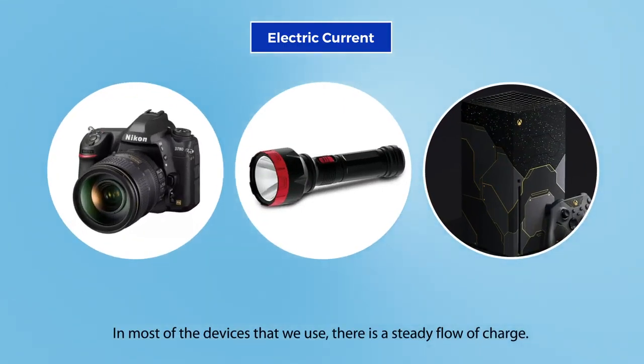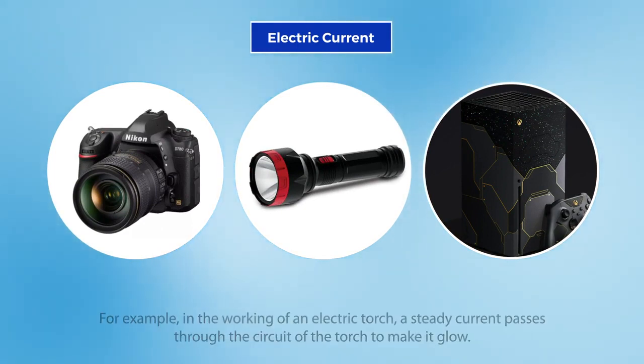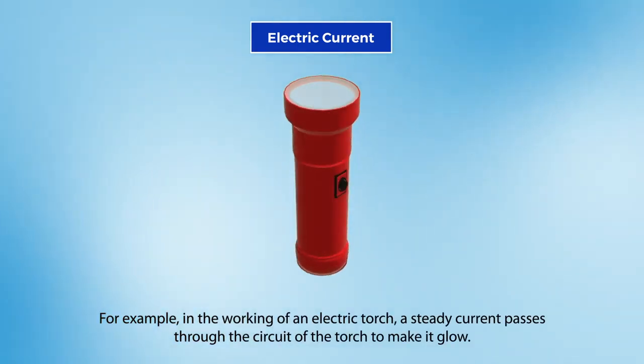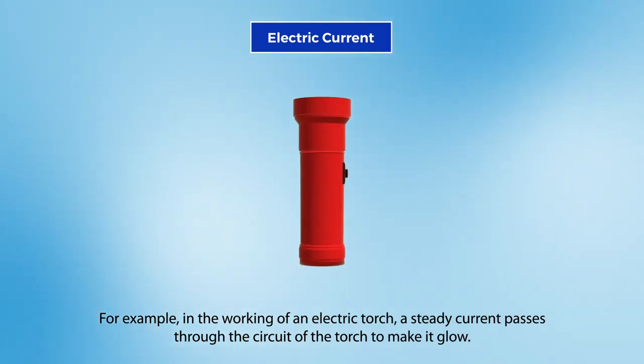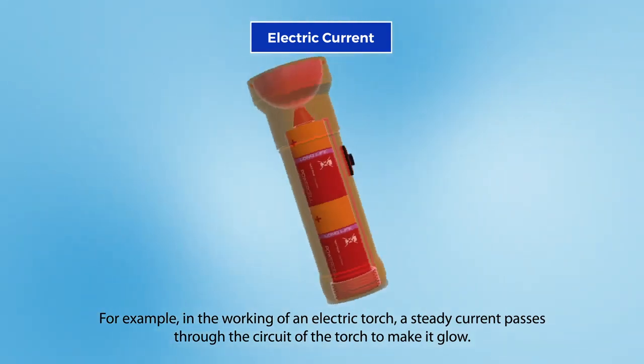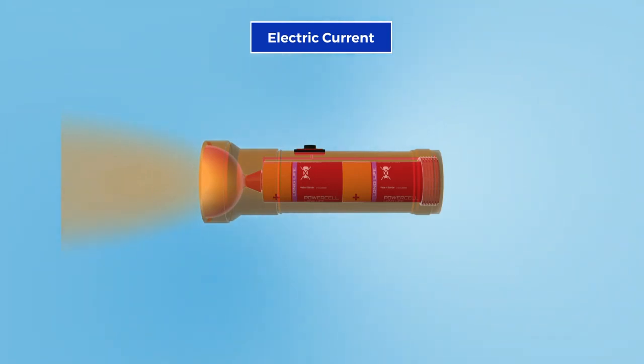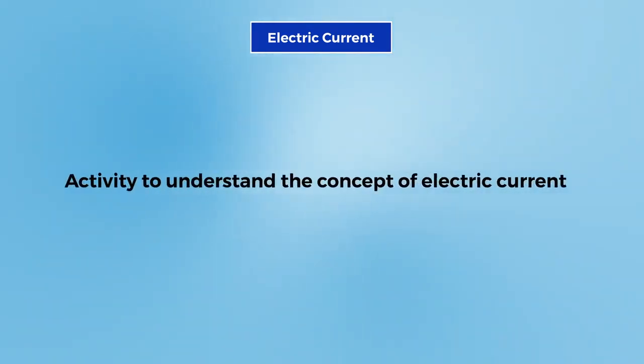In most of the devices that we use, there is a steady flow of charge. For example, in the working of an electric torch, a steady current passes through the circuit of the torch to make it glow. Let's conduct a simple virtual activity to understand the concept of electric current.